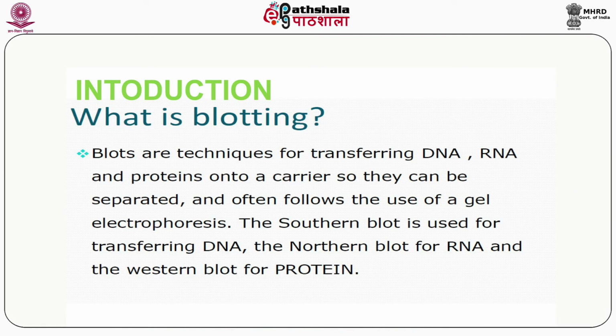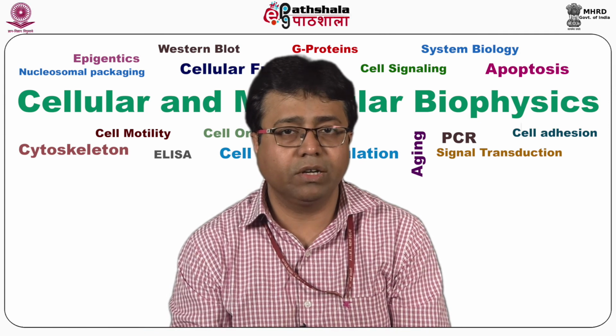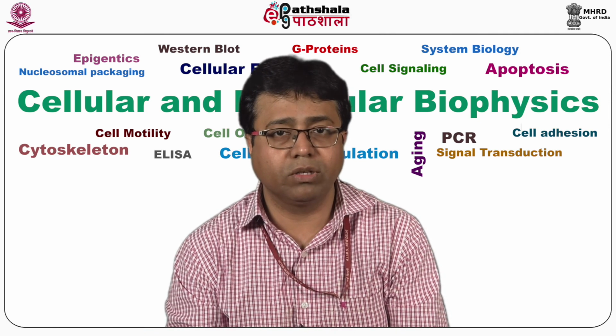Blots are techniques of transferring DNA, RNA and proteins onto carriers so that they can be separated, and this often allows the use of gel electrophoresis. Now, blotting is a general term, so there are different types depending on what kind of molecule you are trying to blot. If it is a DNA molecule, you call it a Southern blot. If it is an RNA molecule, you call it a Northern blot, and if it is proteins, you call it a Western blot.